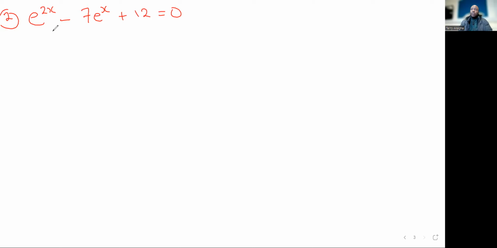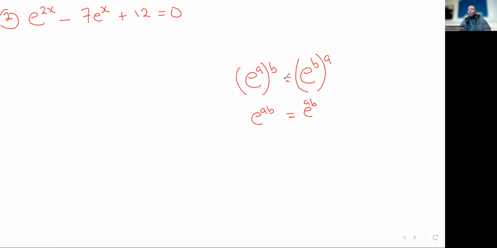So what we do here is apply law 5. Remember law 5, I told you when you have exponential a, b, it's the same thing as saying exponential b, a. Because when you multiply this, it's going to give you ab, and when you multiply this as well, it's going to give you ab. So it's the same thing. I'm going to apply this concept here so that it will be easy for me to solve.